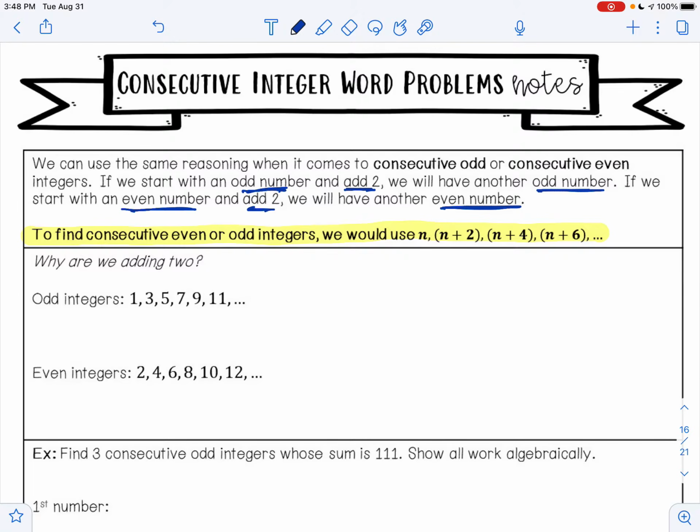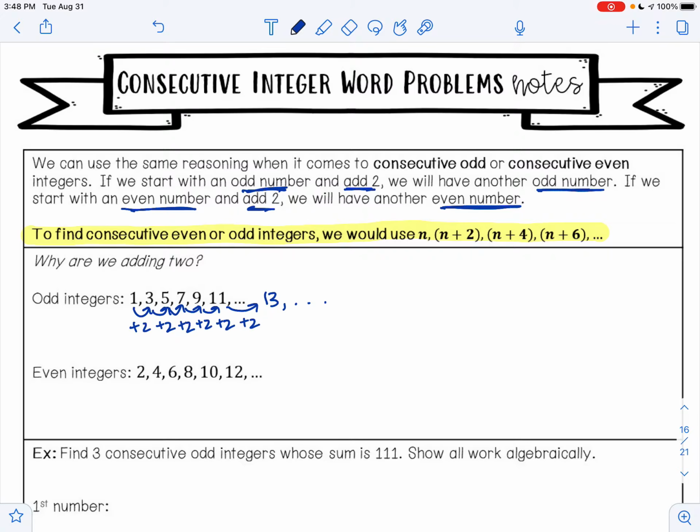So here I have my odd numbers: 1, 3, 5, 7, 9, 11. Let's see what happens. How do I get from 1 to 3? You add 2. How do you get from 3 to 5? You add 2. From 5 to 7, add 2. From 7 to 9, add 2. From 9 to 11, you add 2. What if I wanted the next odd number? Well, I would add 2. 11 plus 2 is 13. And you could keep going forever.